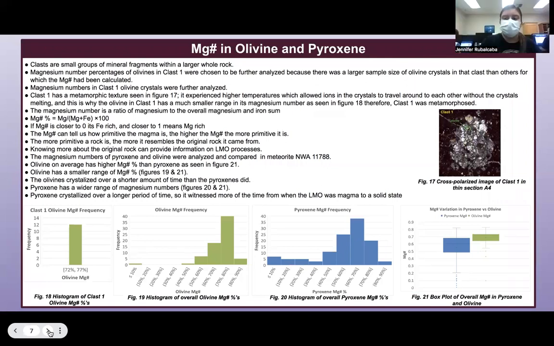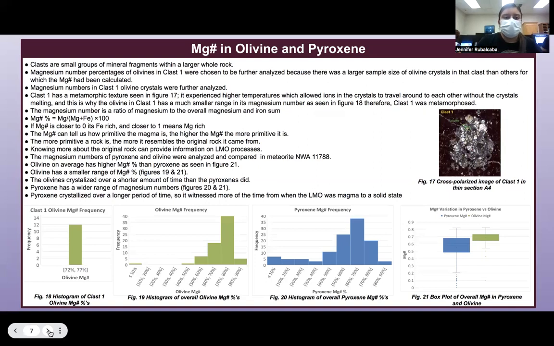Hi, my name is Jennifer Rubalcaba, and I will be focusing on the magnesium number in olivine and pyroxene. I'll start off by reiterating what clasts are. Clasts are small groups of mineral fragments within a larger whole rock, and the magnesium number percentages of olivines in clast 1 were chosen to be further analyzed because there was a larger sample size of olivine crystals in that clast than others for which the magnesium number was calculated.